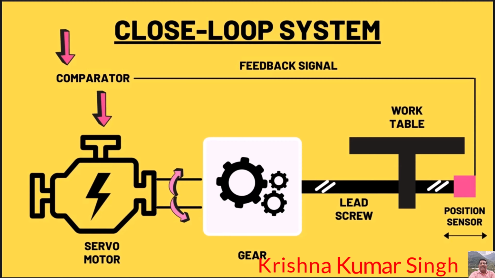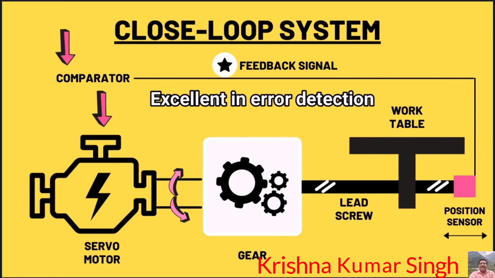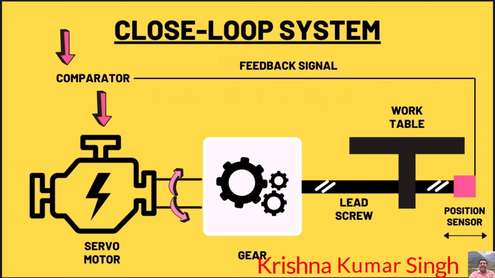The next system is the closed loop system. The closed loop system is provided with a feedback system. The feedback loop gives the information about the error in the position reached. The input device compares this data with the desired data and corrective action is taken. The corrected signal to the servo motor ensures that the position is reached.